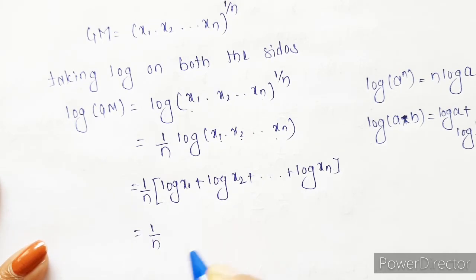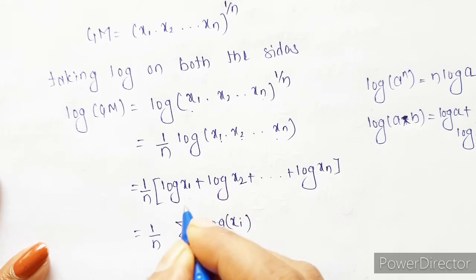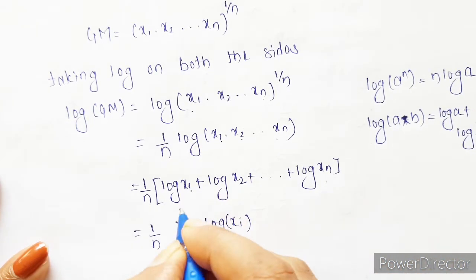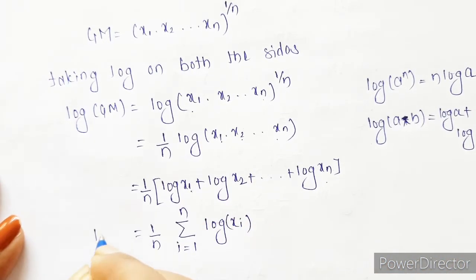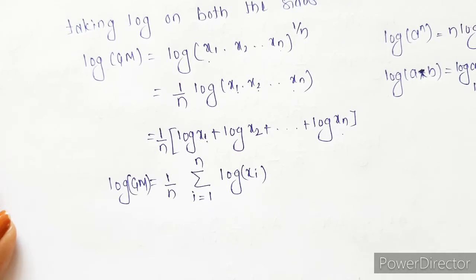Further, we can write this using summation. Instead of writing all n numbers, we can write this as 1 upon n times summation of log of xi, where i is going from 1 till n. And this is log of geometric mean. But we are interested in geometric mean and not in log of geometric mean. So again, what we have to do is take anti-log on both the sides.